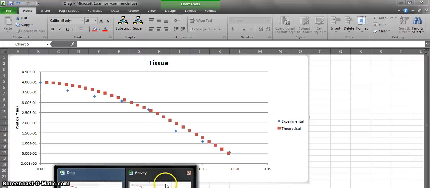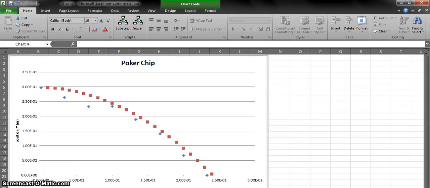Sorry, this is the wrong graph. This is my actual gravity graph for the tissue and the poker chip, whereas the other two I showed you before were for the drag forces.